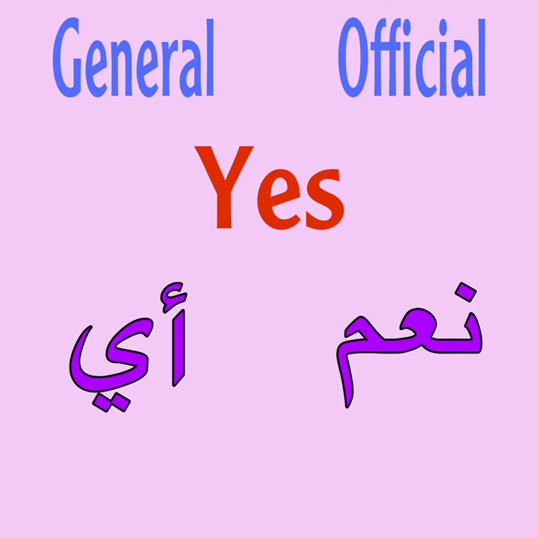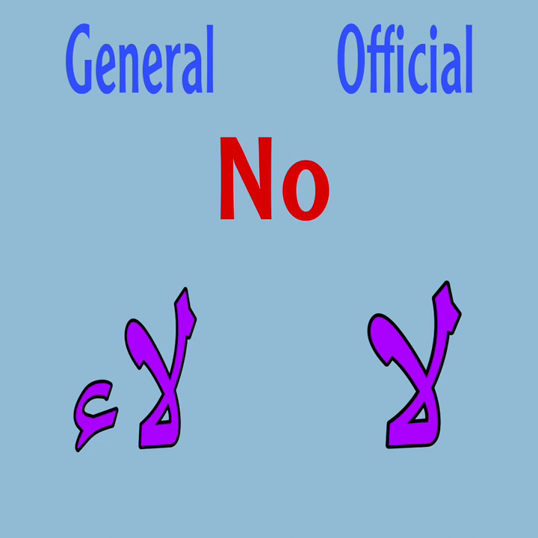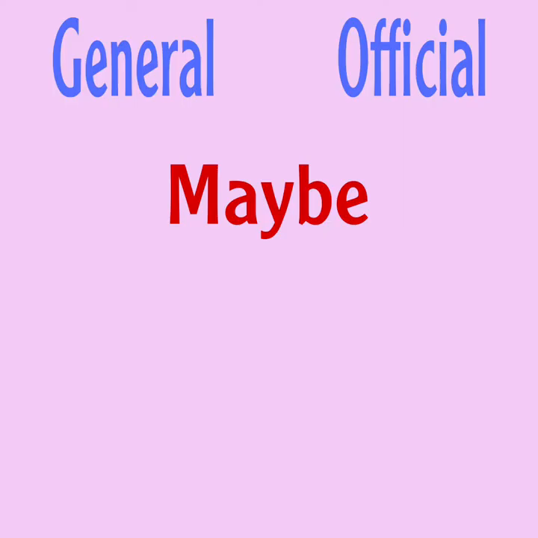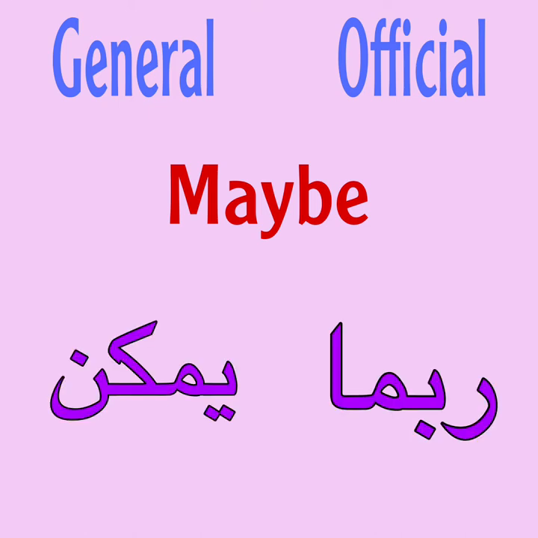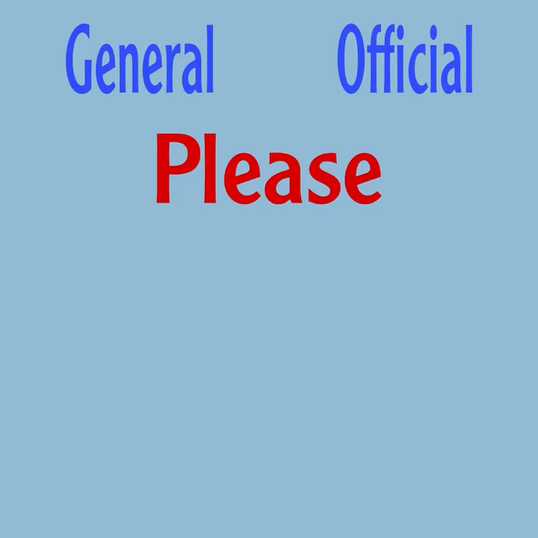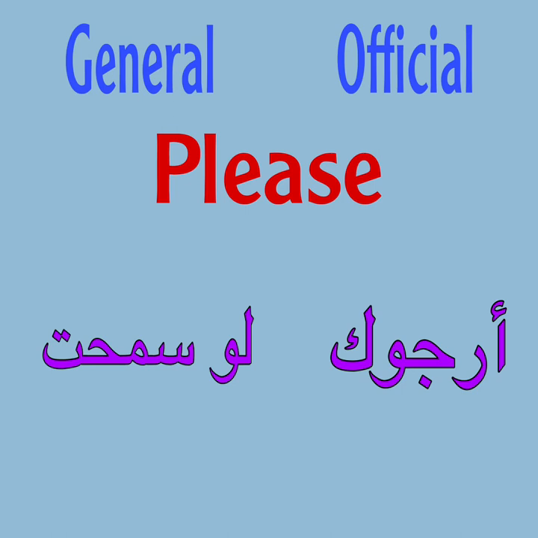Okay, how do we say yes? نعم. إيه. How do we say no? لا. And how do we say maybe? ربما. Or يمكن. How do we say please? أرجوك. Or لو سمحت for male, لو سمحتي for female.